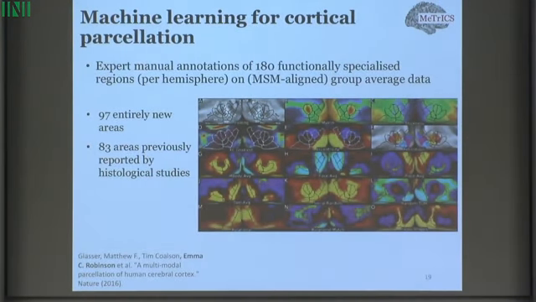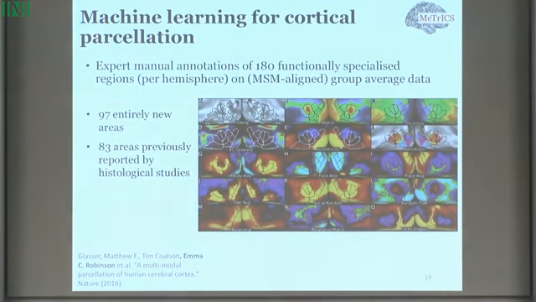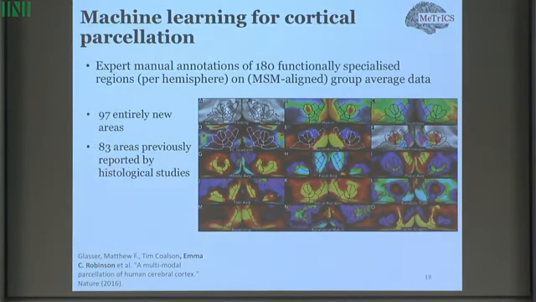Machine learning has had a real impact on our work in cortical parcellation. So this is the HCP parcellation again. Here, Matthew Glasser and David Van Essen from WashU in St. Louis performed painstaking hand annotation of MSM-aligned group average multimodal imaging data. So this includes morphological features and functional features. Doing this, they were able to identify 83 regions previously reported by histological studies and determine 97 entirely new regions.